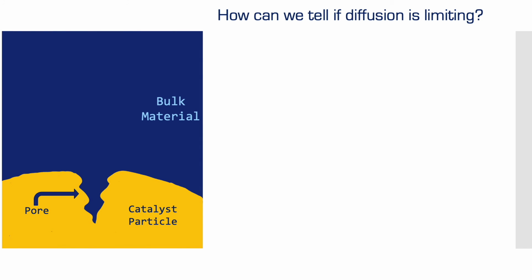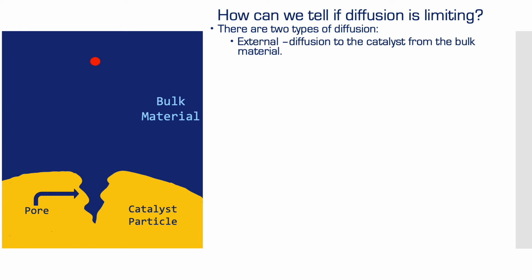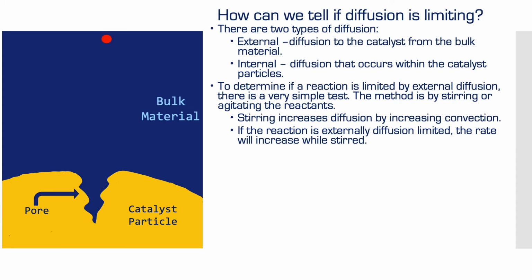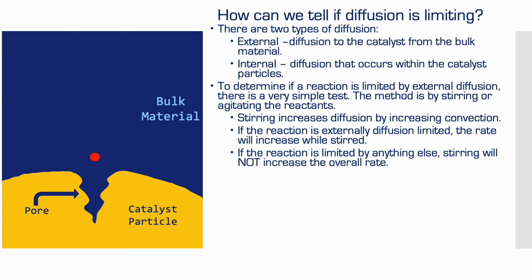How can we tell if diffusion is limiting? There are two types of diffusion: external diffusion to the catalyst from the bulk material, and internal diffusion that occurs within the catalyst particles. To determine if a reaction is limited by external diffusion, there is a very simple test. The method is by stirring or agitating the reactants. Stirring increases diffusion by increasing convection. If the reaction is externally diffusion limited, the rate will increase while stirring. If the reaction is limited by anything else, stirring will not increase the overall rate.